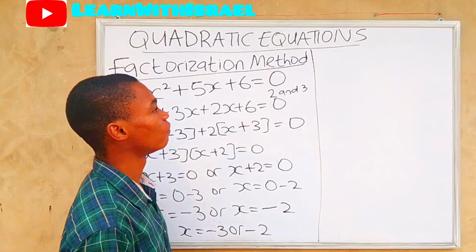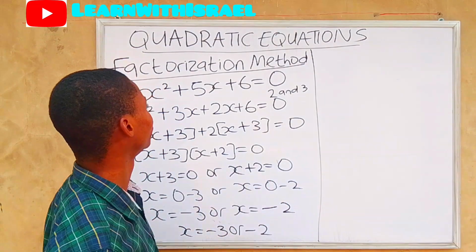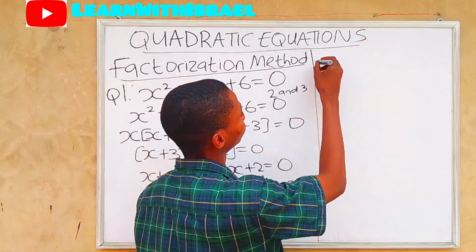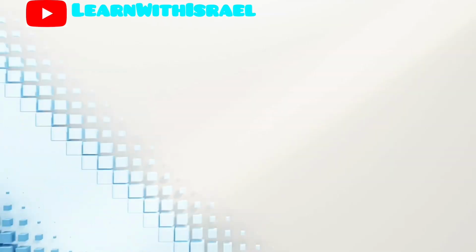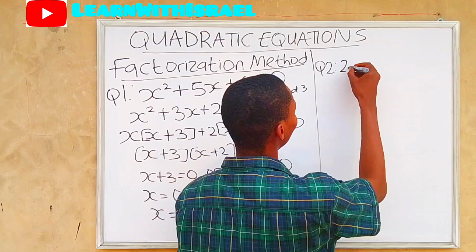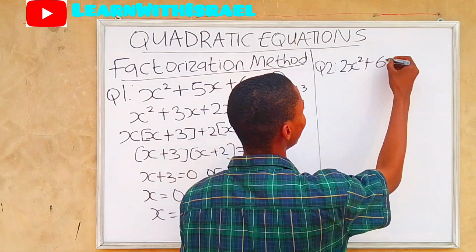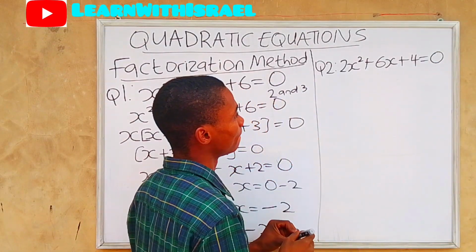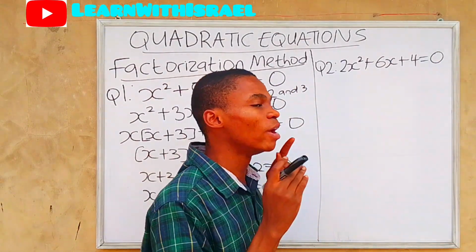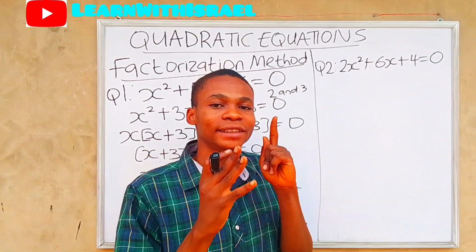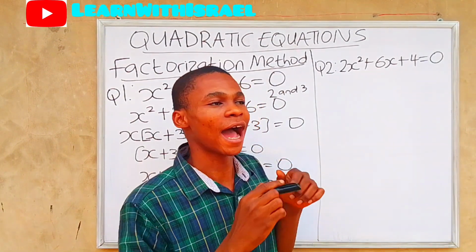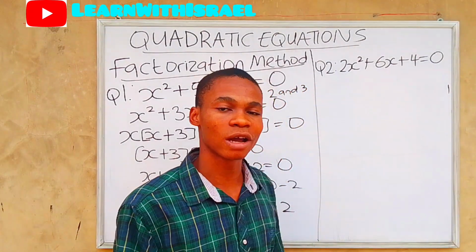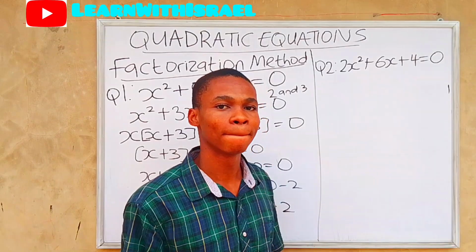So let's move on to solve another question on factorization. Let's solve another quadratic question using the factorization method. 2x squared plus 6x plus 4 equals 0. So here we need to make sure our x is unity. When I say x is unity, I mean the coefficient of x should be 1.